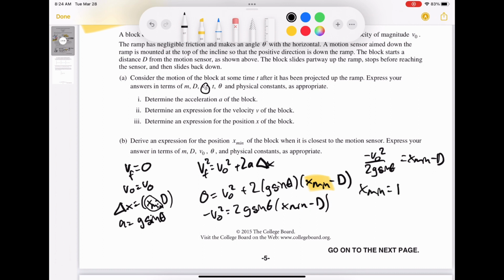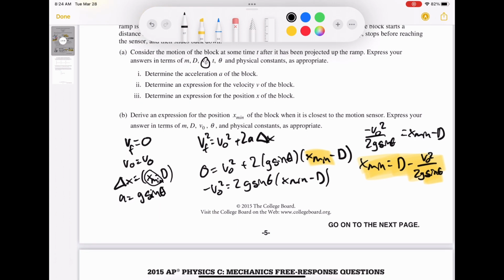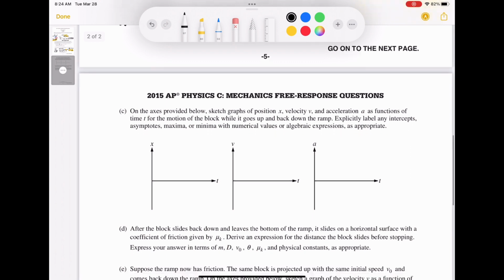So I'll have x min equals d minus v naught squared divided by 2g sine theta. And so that's just x min, and that solves for it. Let's go ahead and look at part C.